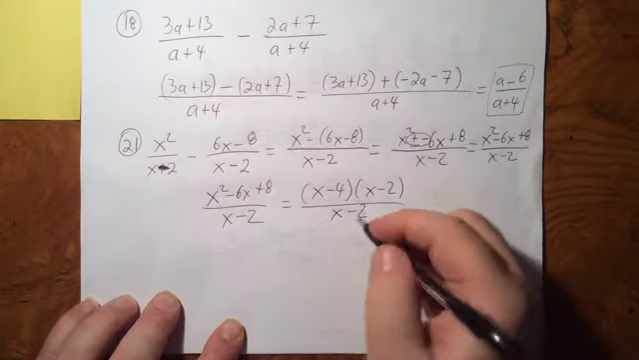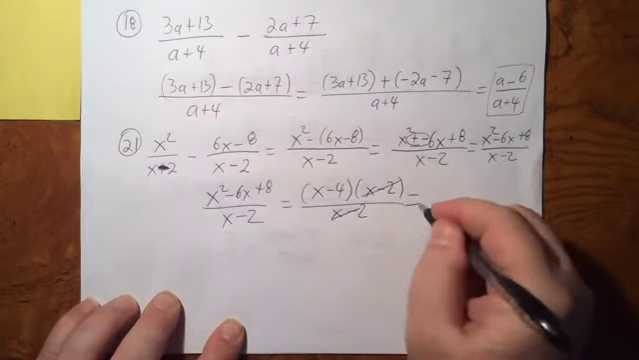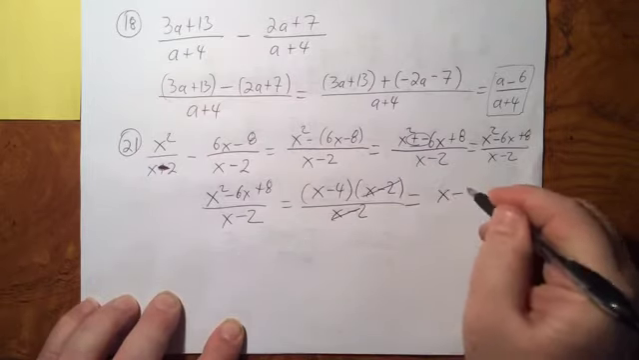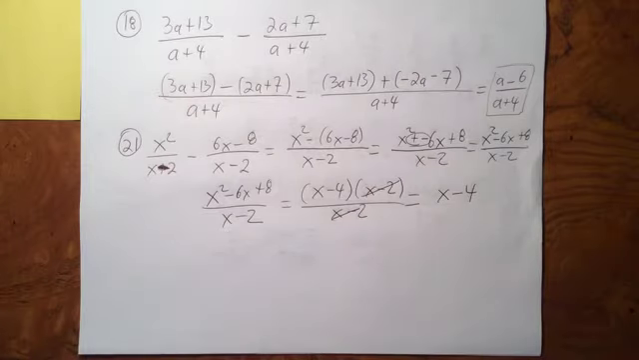Because I have common binomial factors here and here, I can reduce that and get my final answer of x minus 4. And that is my final answer in simplest form. We're going to go ahead and do a few more practice problems just to show you a few of the curves that you may encounter in doing questions like this.